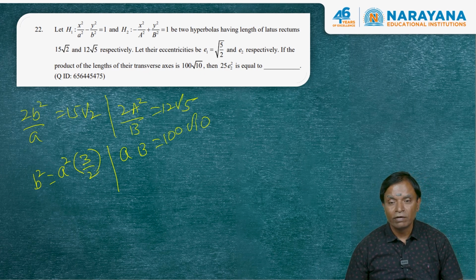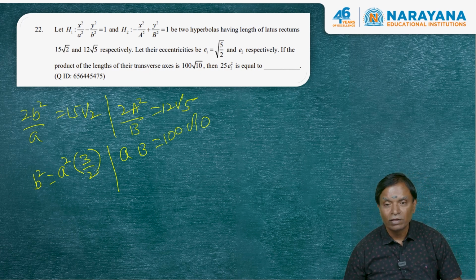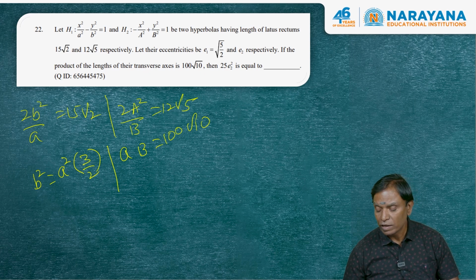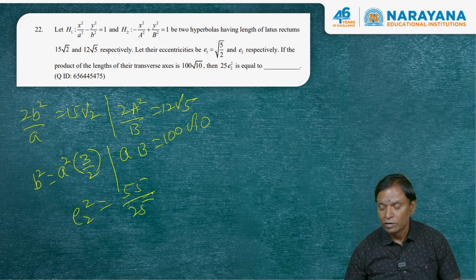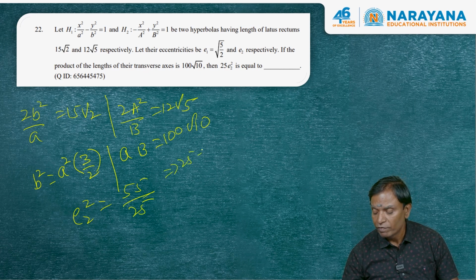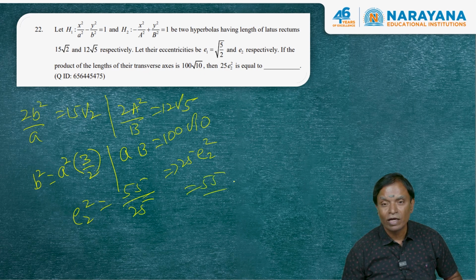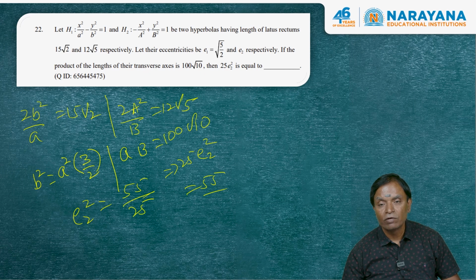So I think this I will leave it off here. Solve all these equations and get E2 square. I think mostly your E2 square will be nothing but 55 by 25. So what we require, 25 E2 square, this will be equal to 55. I think you can work it off. Use these two relations, get the values of A from here. And again use here A square is equal to B square into E2 square minus 1. Solve this, right?